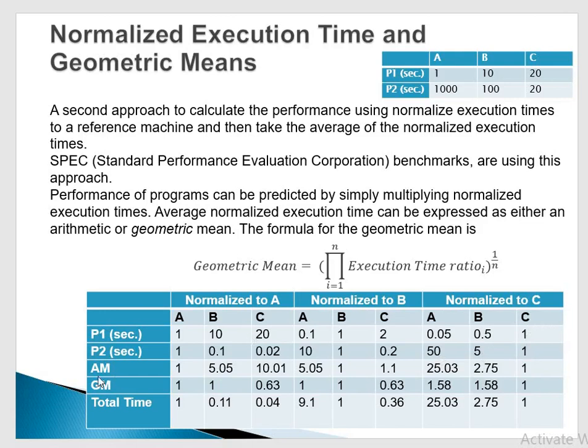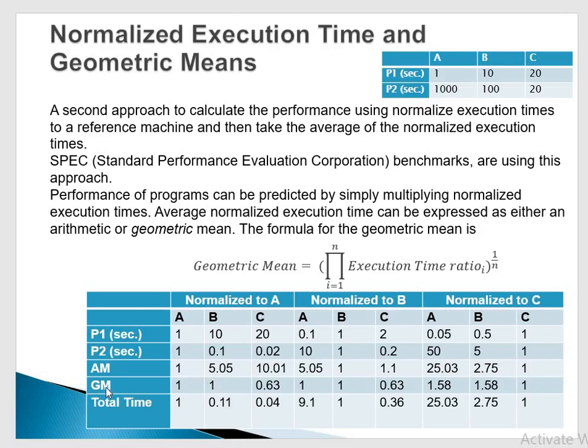Now we will try to calculate the arithmetic mean by using the previous equation, which is nothing but the average. The arithmetic mean will remain the same. It will be 10 plus 1 upon 2, which is 5.05. Similarly, 20 plus 0.02, it will be 10 plus 10.01. So this particular row will be the arithmetic means of all the normalized execution times.